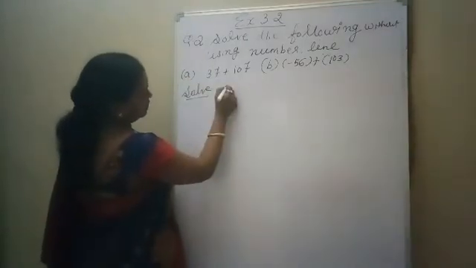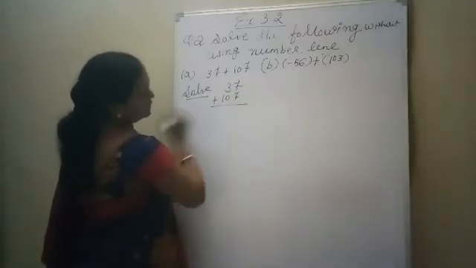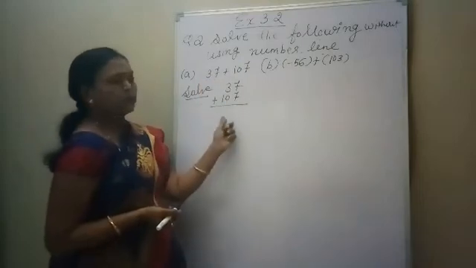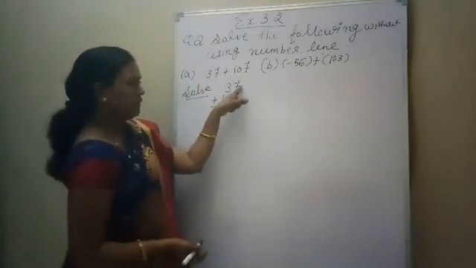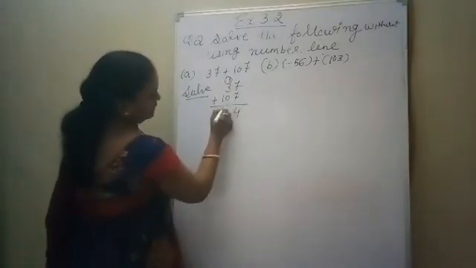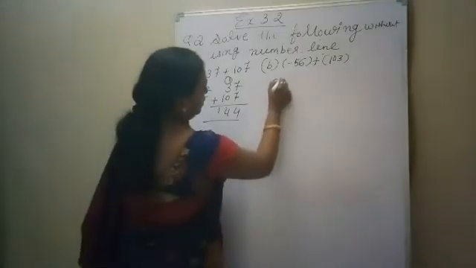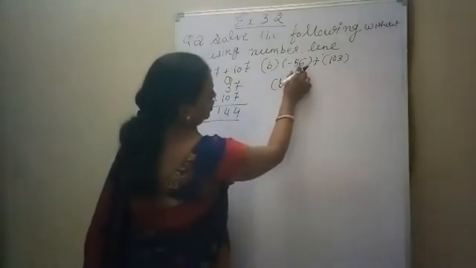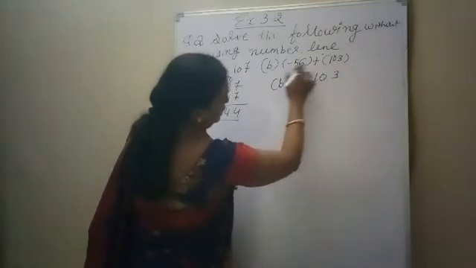When we are going to solve, it is 37 plus 107. Both the numbers are positive, so our answer will be positive. 7 and 7, 14. 3 and 1, 4. So our answer is 144.